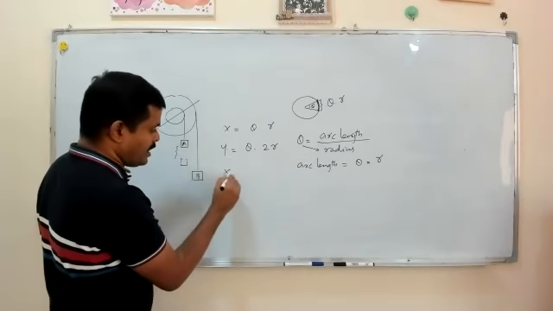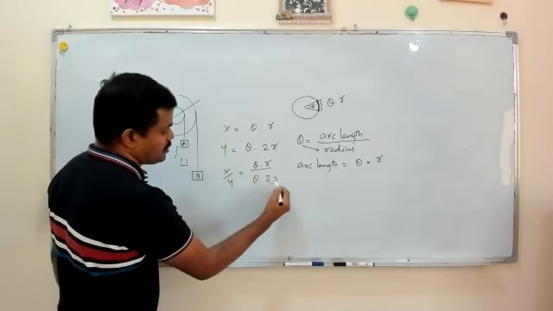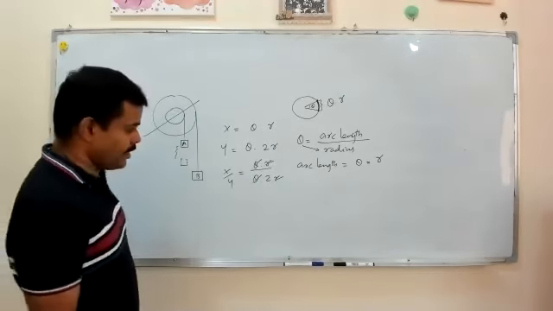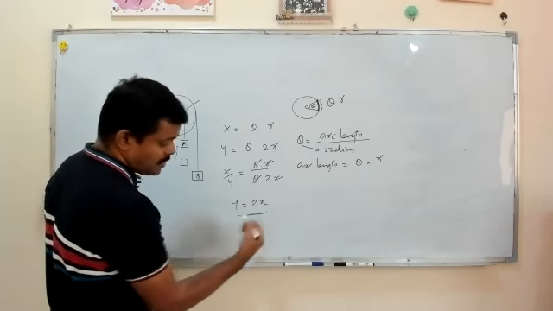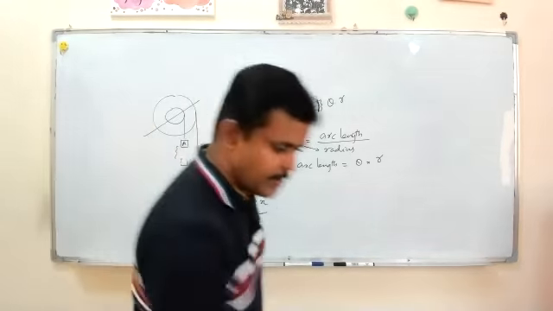So if I divide, I get x by y is equal to theta into r by theta into 2r. Theta gets cancelled, r gets cancelled in the numerator and denominator. You cross multiply, y is equal to 2 times x. So the correct option is option C.